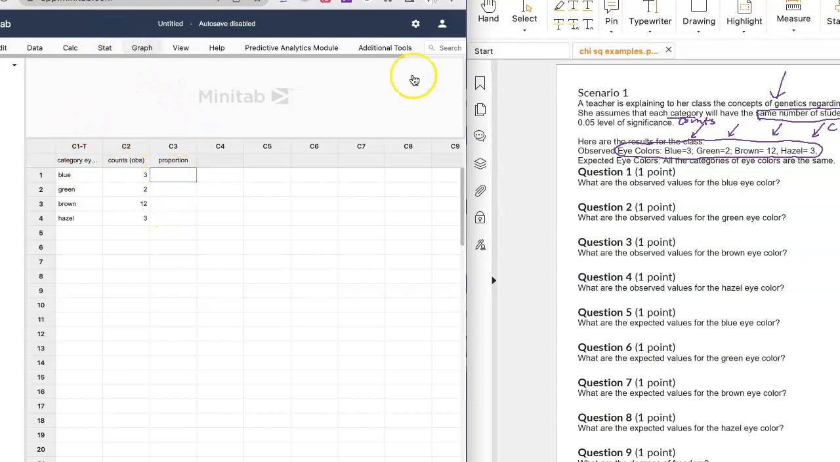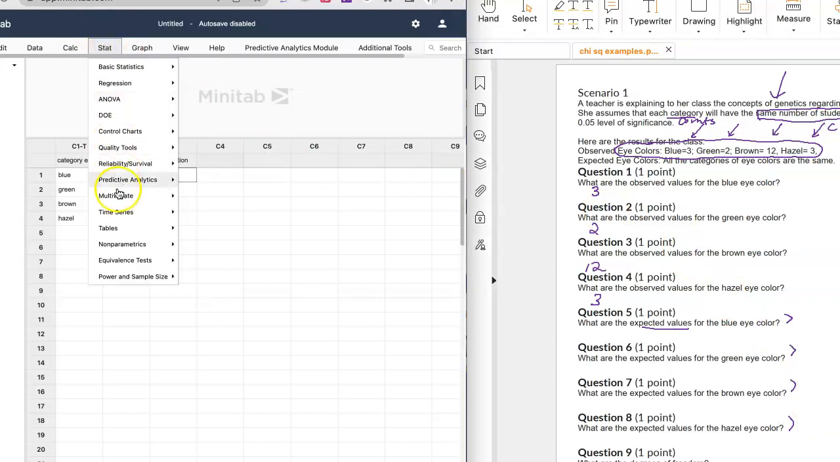All right, so now we want to see if we can answer these questions here. Let's go ahead and start answering the questions. What are the observed for the green eyes? For blue eyes, that's 3, it tells us. For the green eyes, 2 were observed. For the brown, 12 people had brown and 3 had hazel. What are the expected values for the blue eye color? So hold off right there on the expected, because Minitab will give us that. So let's go run it.